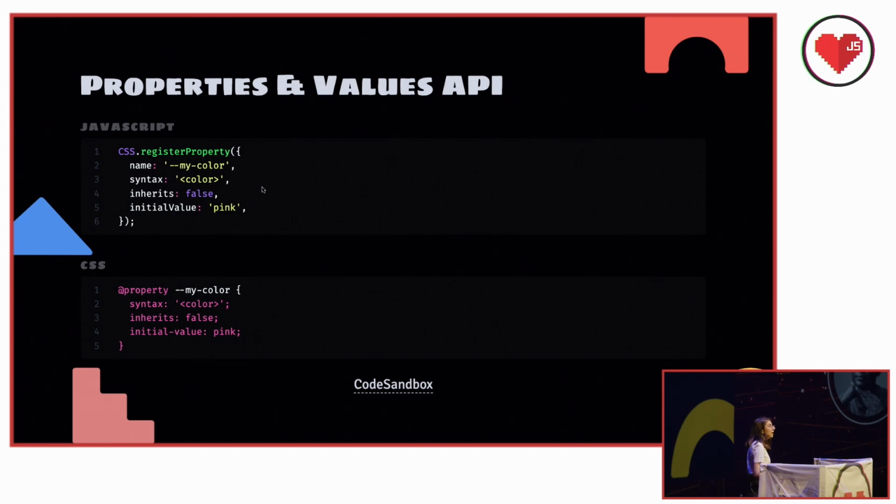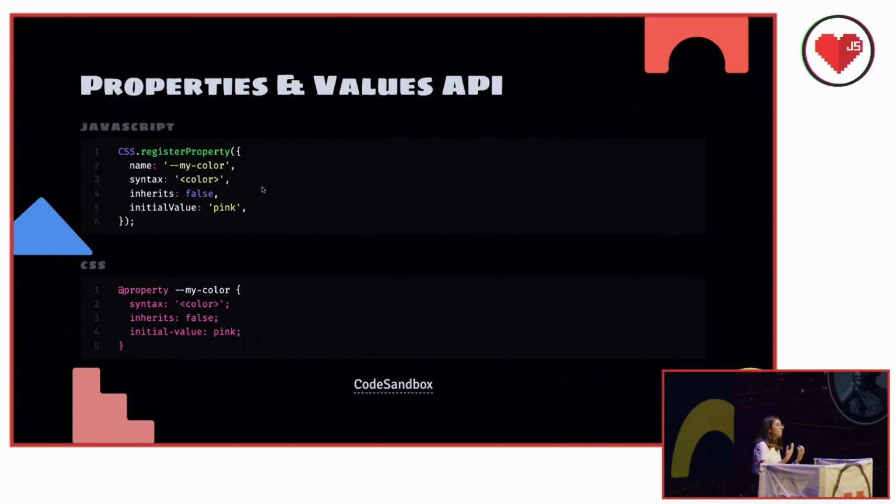So with the new API, which has both JavaScript and CSS syntax, first you define your CSS custom property, and then you can say what the syntax is, what type of value it should accept. It can be color, it can be length, whatever CSS types we have. Then you can say if it inherits the value, and you can set an initial or fallback value for this custom property, so whenever there is an error, the browser knows what value should be used.